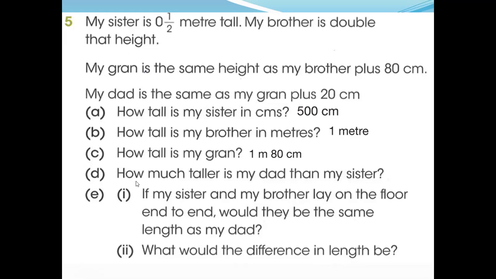Now he says, how much taller is my dad than my sister? My sister is 50 centimeter and my dad is 200. So 200 minus 50 is 150. So we write here 150 centimeter. Or you can say if you subtract half from 2 meter, it's coming 150.